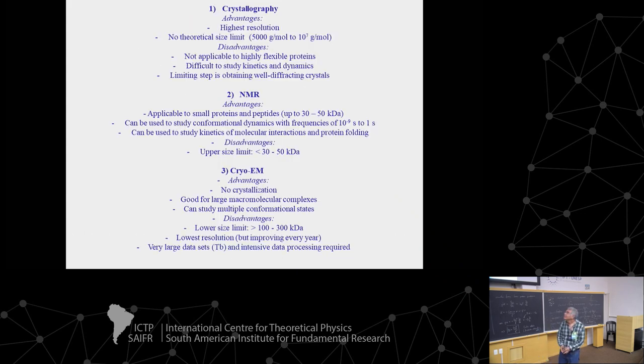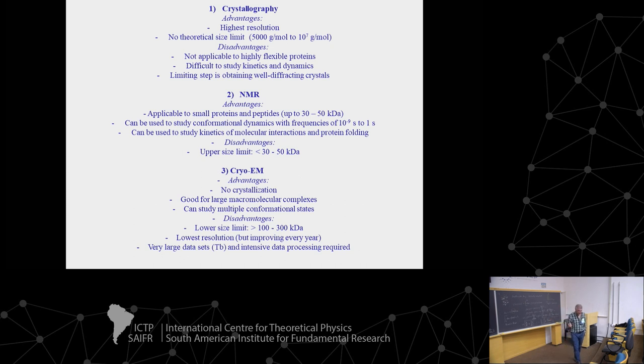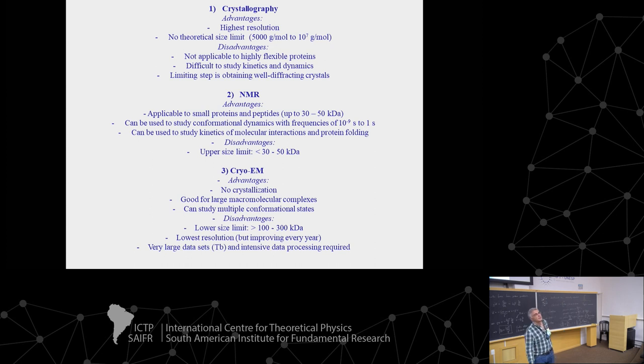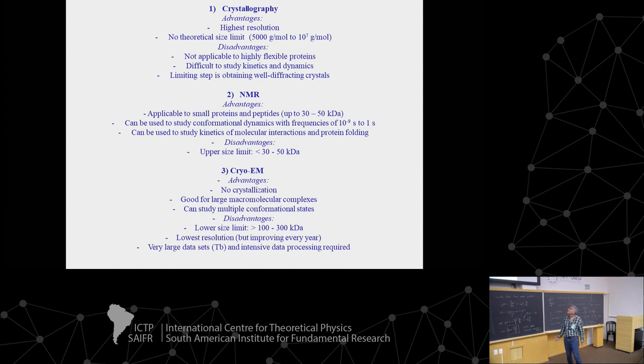So jumping very quickly, just comparing these three techniques that I talked about. Crystallography has advantages and disadvantages. Crystallography has the advantage of being high resolution, and there's no theoretical limit as to the size of the molecules. The disadvantage is that it's not applicable to highly flexible proteins, which just won't crystallize. So what you might have to do is, by recombinant methods, delete the flexible regions and determine the structure of just a specific domain or domains that are not conformationally flexible. It's difficult to study kinetics and dynamics, and it's limited by your ability to crystallize the protein, which is often not trivial.